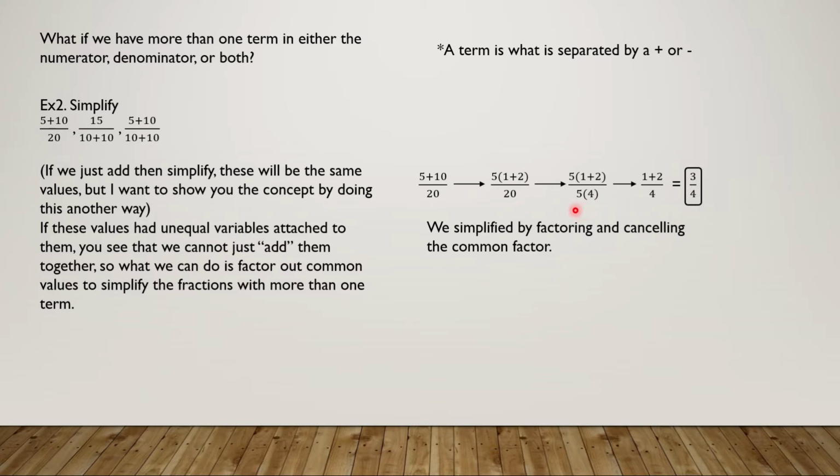And now that we see that both the numerator and the denominator have a factor of 5, what we can do is simplify it by canceling the 5's, allowing for the numerator to become 1 plus 2 and the denominator to become 4, which simplifies to 3/4.